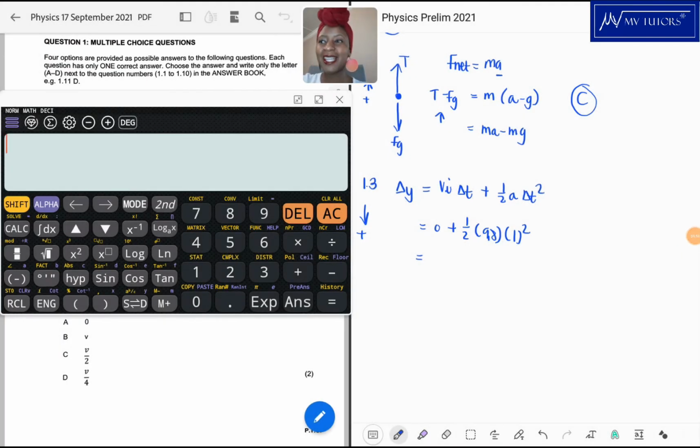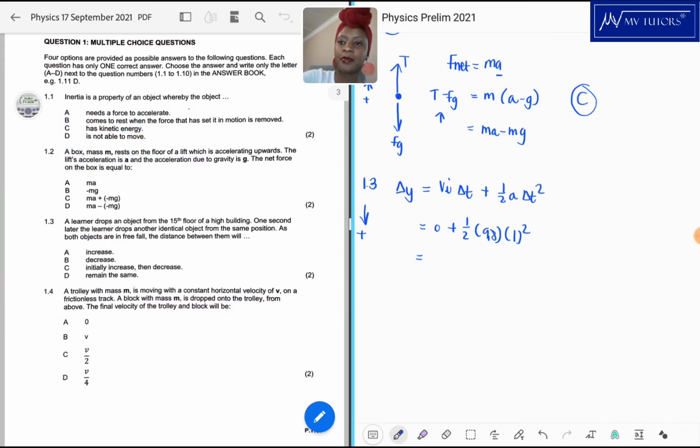Okay, I have the calculator. So if we check that on the calculator, we have a half times 9.8. So the distance between them initially is 4.9 meters. For those who think that the distance between them will be the same, it means at 2 seconds we should have the same distance in between them. But check what happens at 2 seconds.